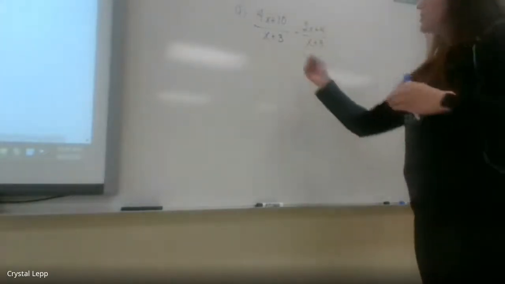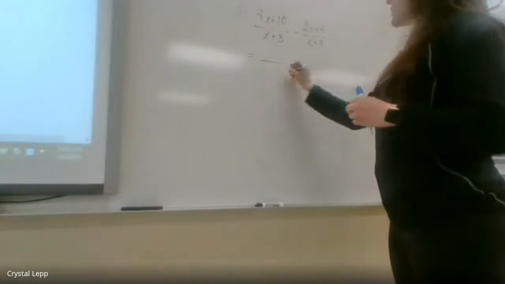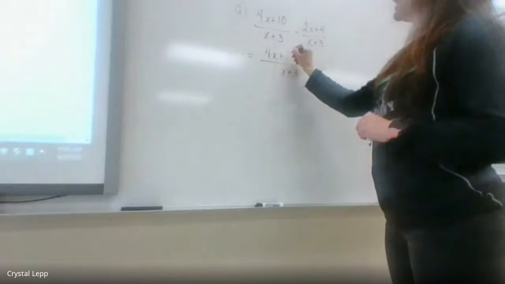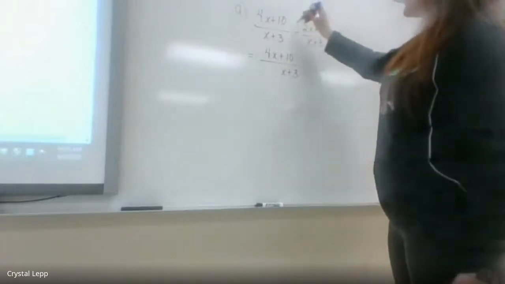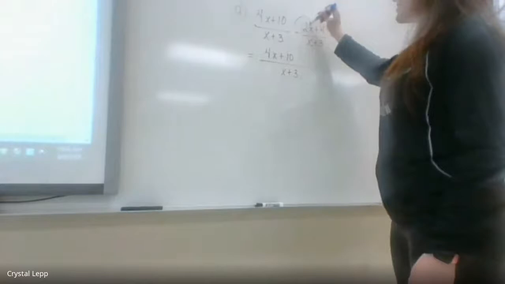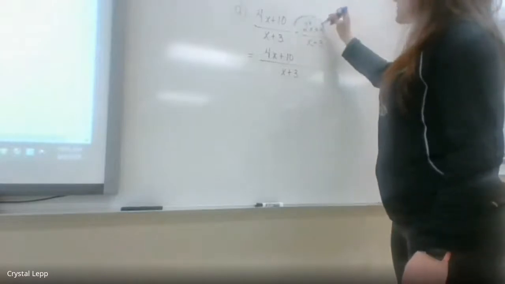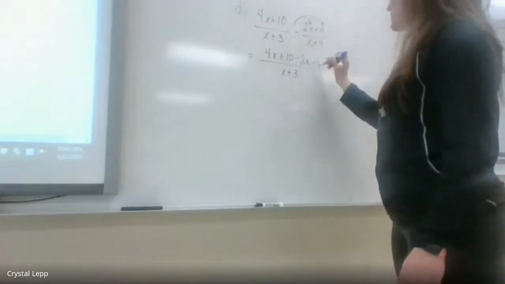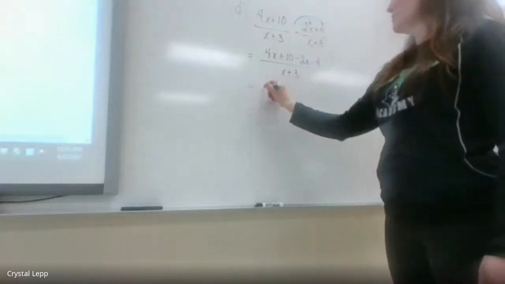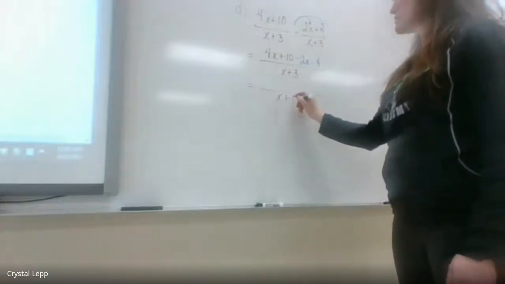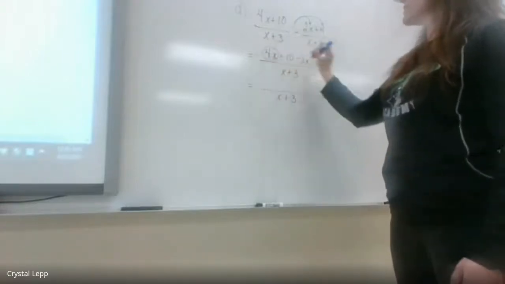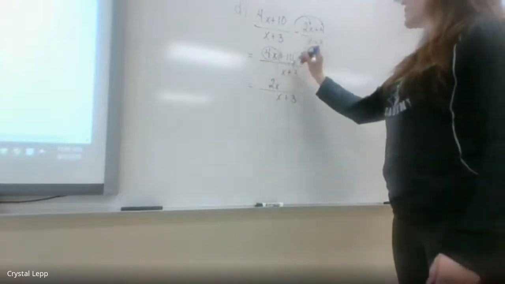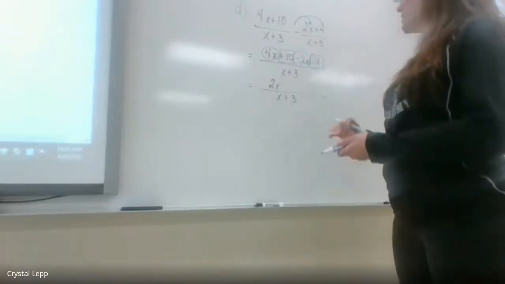Okay, so we get x plus 3 in the denominator, and then we're going to get 4x plus 10. And then I have to remember I have a minus and I have more than one term behind it. So I have to minus the 2x and I have to minus a positive 4. So when I minus 2x, I get minus 2x. When I minus a positive 4, I get minus 4. And so then, now I can collect like terms. So I'm going to get 4x minus 2x is 2x. And then I'm going to get plus 10 minus 4 is plus 6.